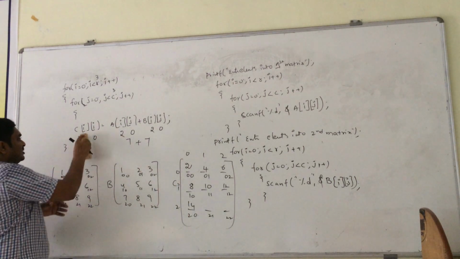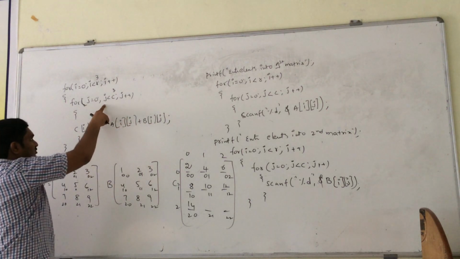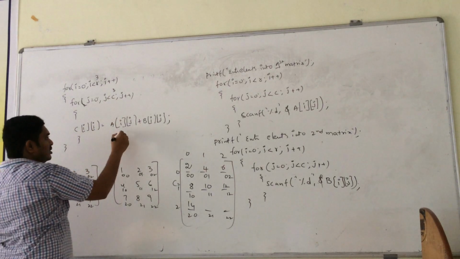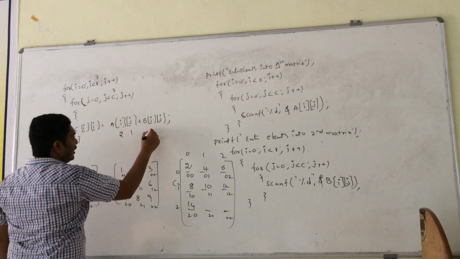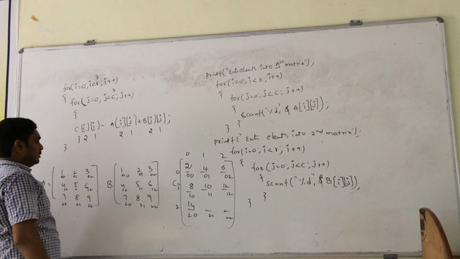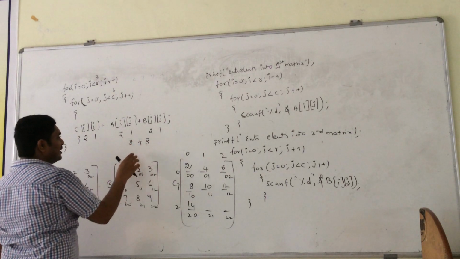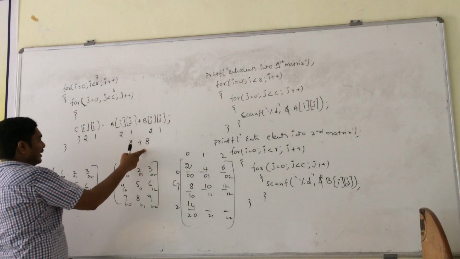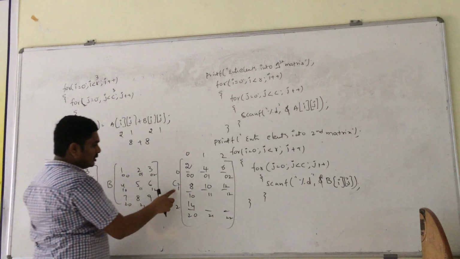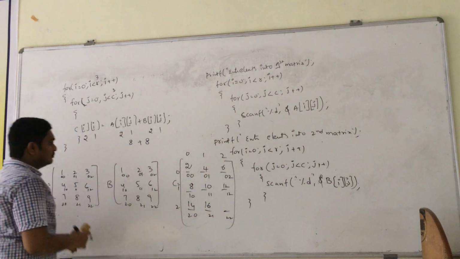And the loop is ended and J value incremented. That means J will become 1. 1 less than 3, condition true. It enters into the loop. So I value 2, J value 1. So A of 2 1 element is 8 and B of 2 1 element is 8. These two are added and stored in C of 2 1. So C of 2 1, 8 plus 8, 16.